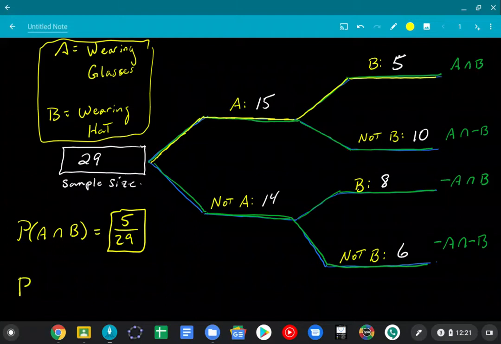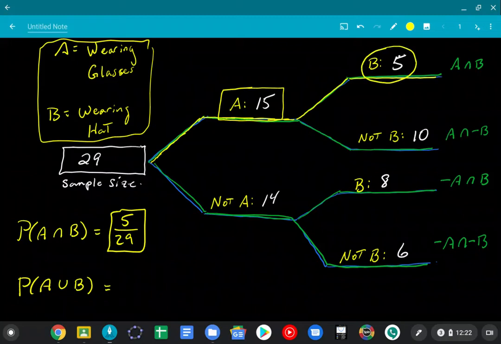What if I said, what's the probability of A or B? Well, now this is a little bit different. This is the union, right? I want to count everybody who's wearing a hat or has glasses. I don't care. The only people I don't want to count is anybody who does not have a hat or glasses on. So, A or B, let's see. There are 15 people wearing glasses. Now, mind you, that's already taking care of these guys, right? And these guys.